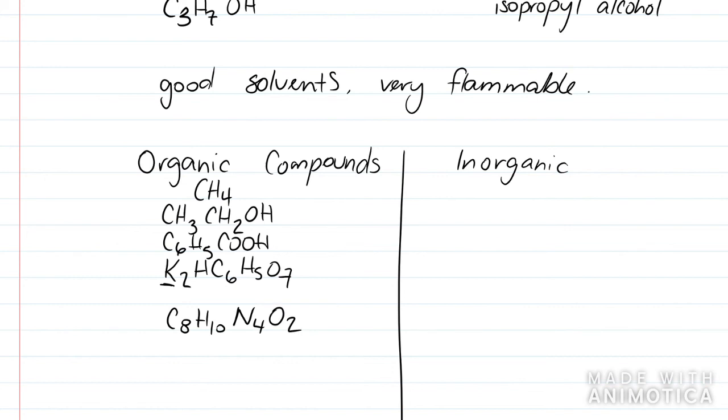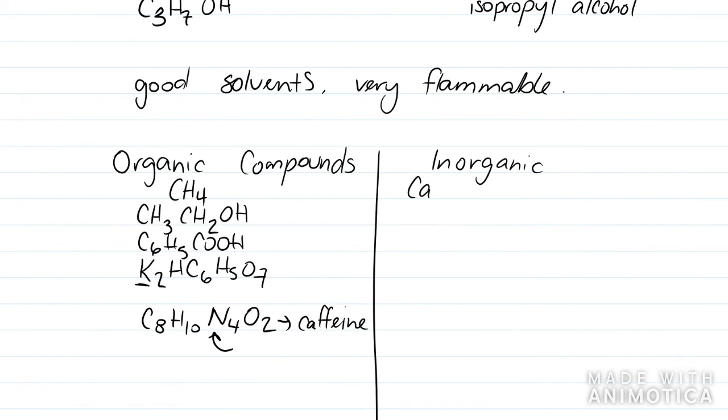We have C8H10N4O2. So this one we throw in a nitrogen, but this is something that I know a lot of you guys enjoy. Caffeine. So even though caffeine has a nitrogen, it's still considered an organic compound.